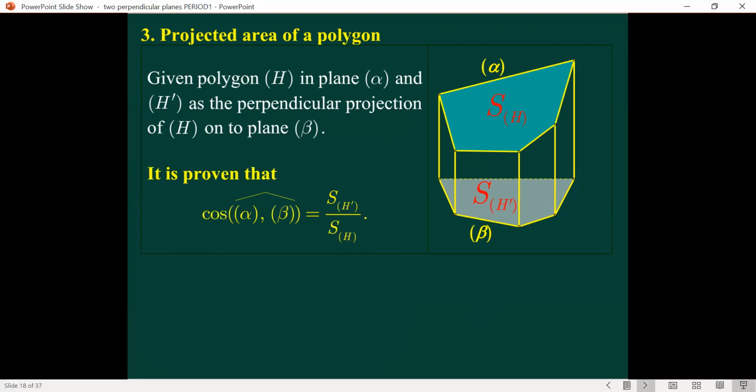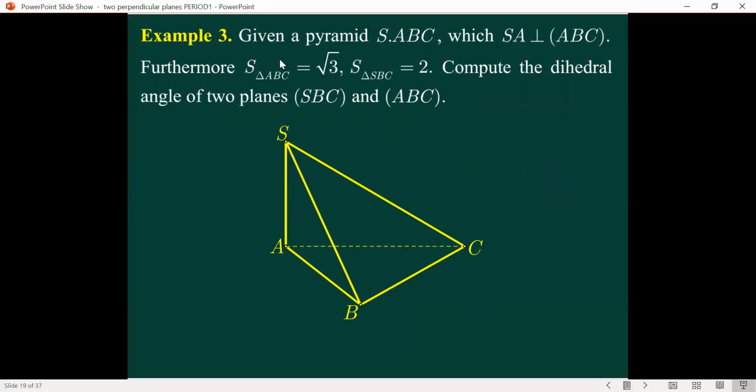We move to example 3. Given a pyramid S.ABC, in which SA is perpendicular to plane ABC, furthermore, the area of triangle SBC equals square root of 3 and the area of triangle ABC equals 2. Compute the angle between the two planes SBC and ABC. I give you 2 minutes to do the exercise.